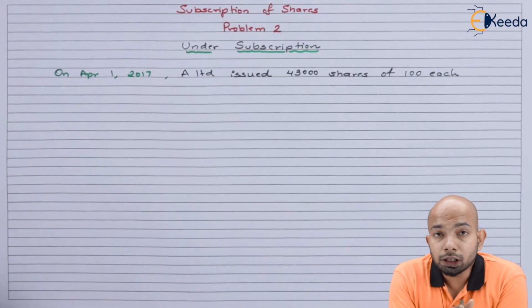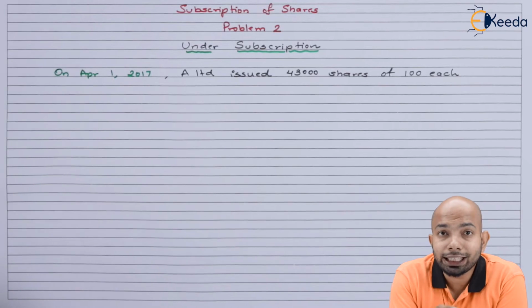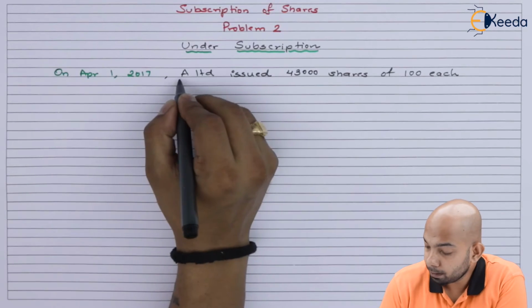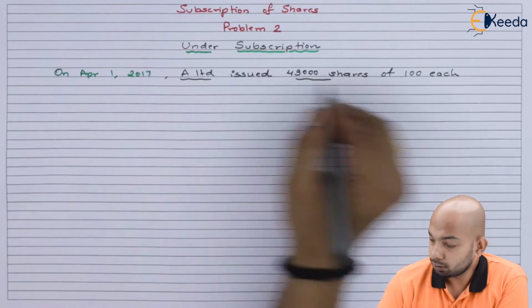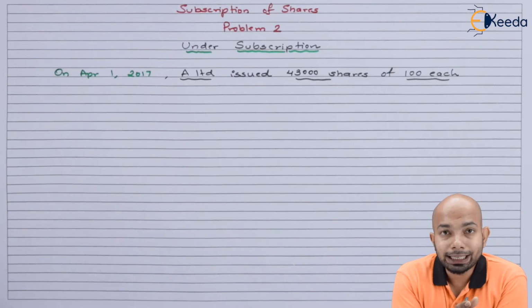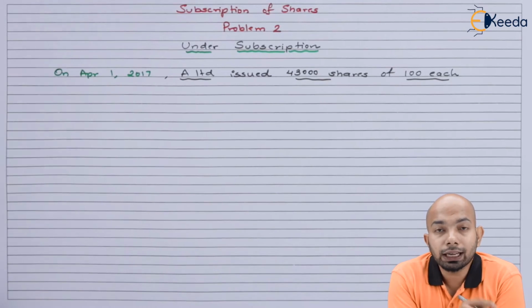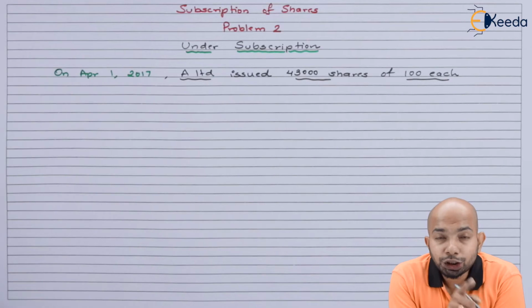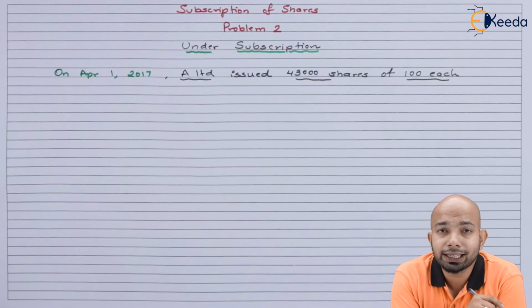On 1st of April 2017, the question states that A Limited issued 43,000 shares of rupees 100 each. So that means this company A Limited offered 43,000 shares for public offering, where each share costs 100 rupees. Now the bifurcation of this 100 will be given in the form of application, allotment, first and final call. Let's figure out what exactly we have.